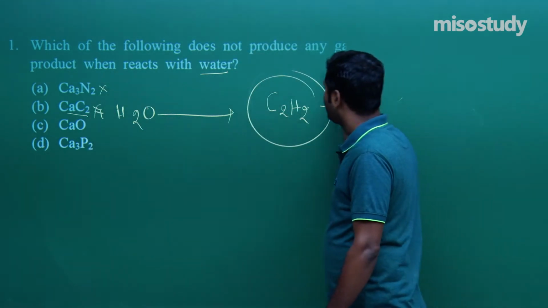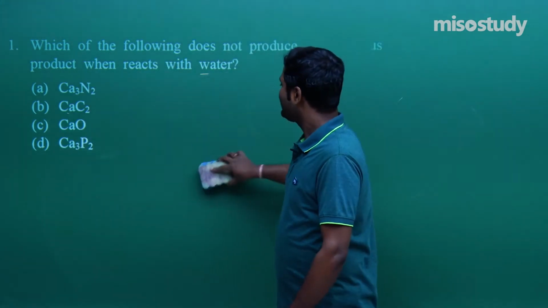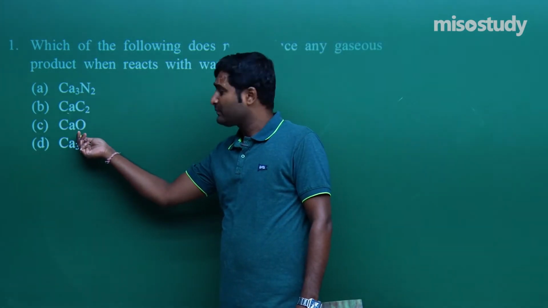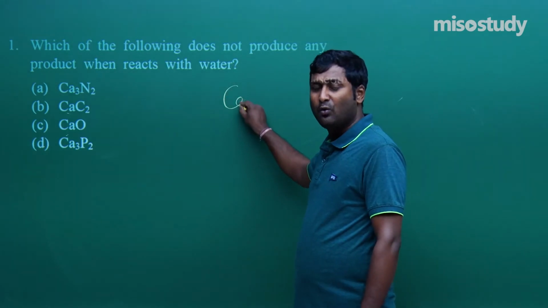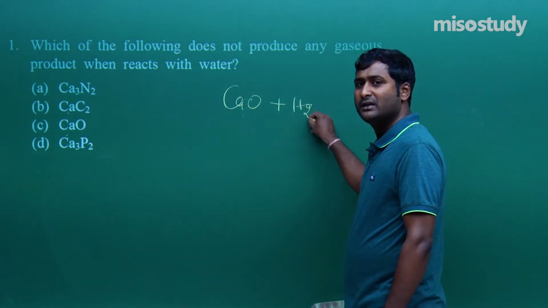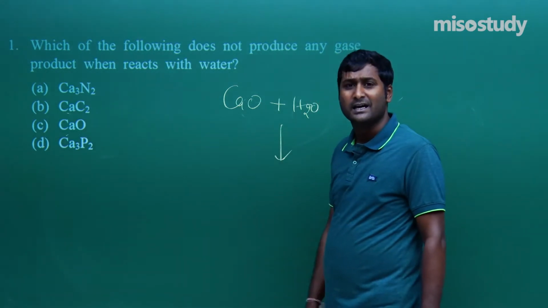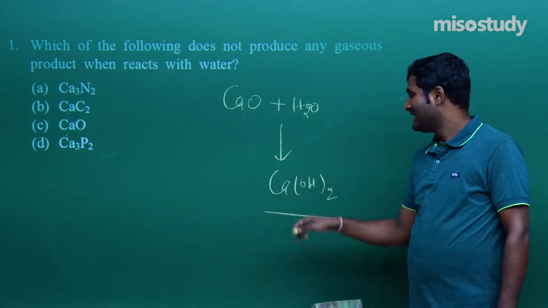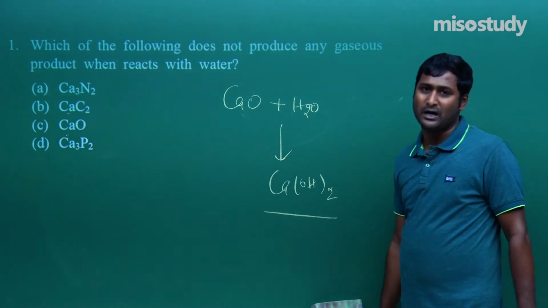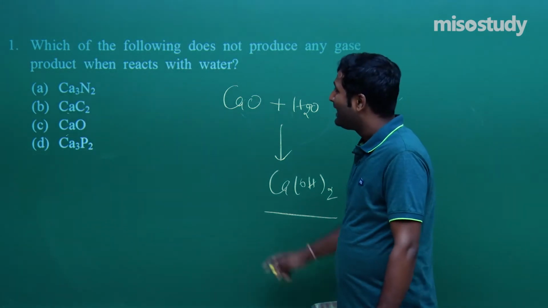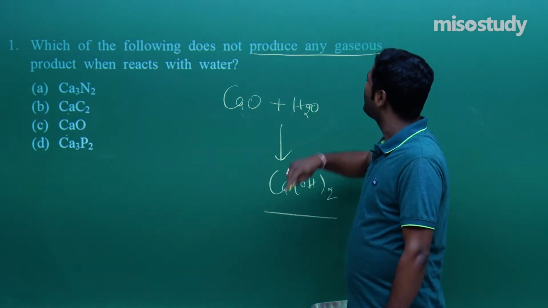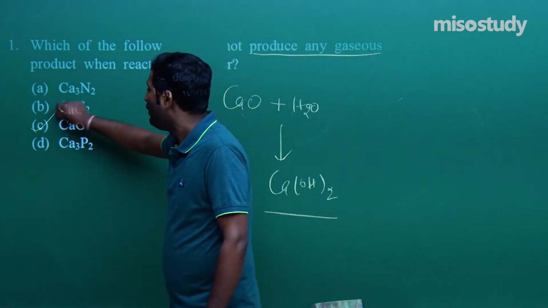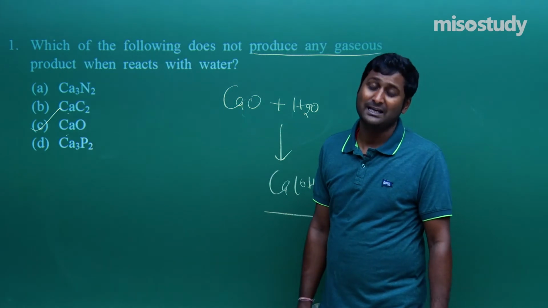Now let's move to the next part of the question. What is the next part? That is CaO, quicklime. This is one of the simple reactions related to water. As we know, when quicklime is treated with water, what will happen in this case? Tell me, sir. It will give you Ca(OH)2, slaked lime. There is no other product, formation of no other product takes place. So here the question is, which of the following does not produce any gaseous product? In this case we say CaO will not give any gaseous product.